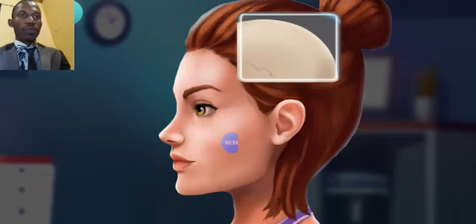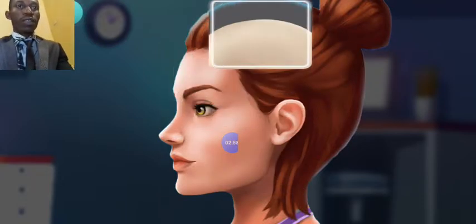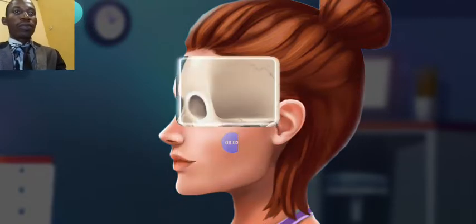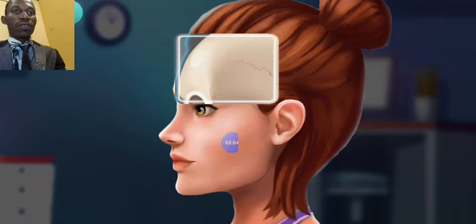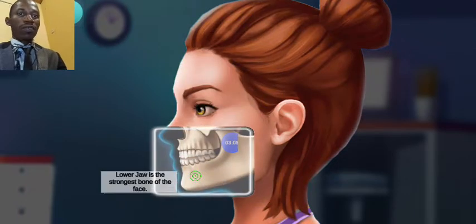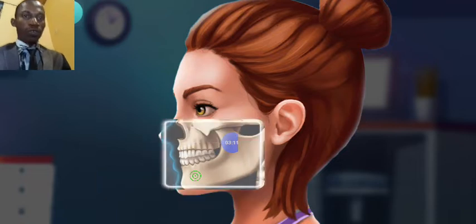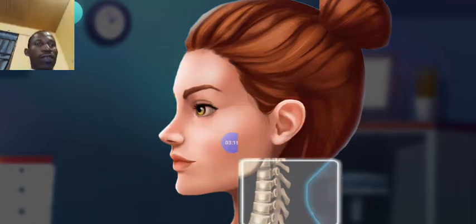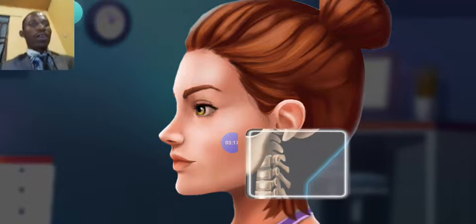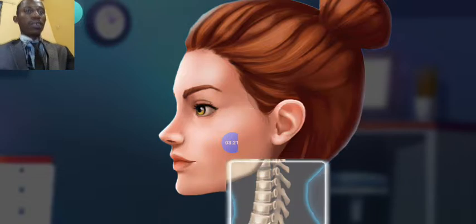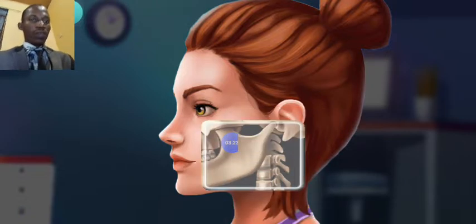This is the skull, the eye sockets, the nasal cavity, the teeth. We have the upper jaw and lower jaw. So these are part of the bones. We have the vertebral column that runs from the head down to the other parts of the body.